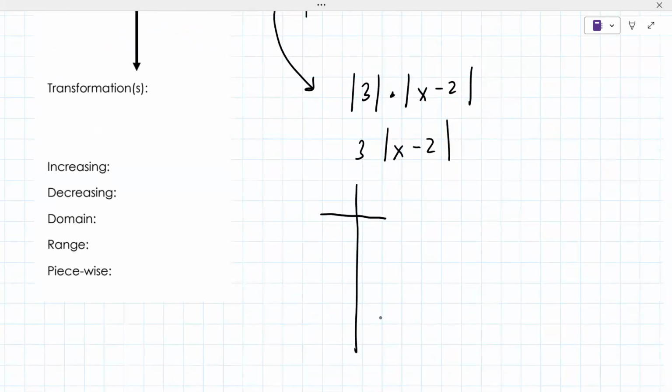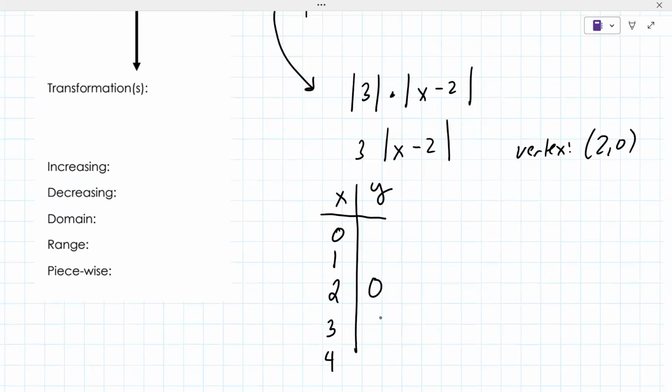So can you tell me the vertex of this absolute value, please? The vertex would be 2, 0. Two commas are good. So that's the middle place in your table. And then you choose 2 smaller and 2 larger. So could you complete the rest of this table for us, please? And I'll be right back.